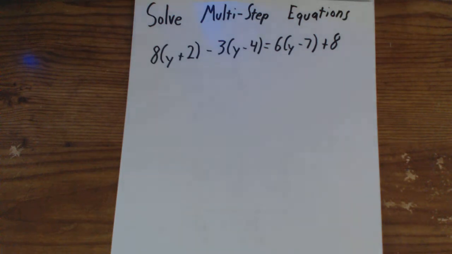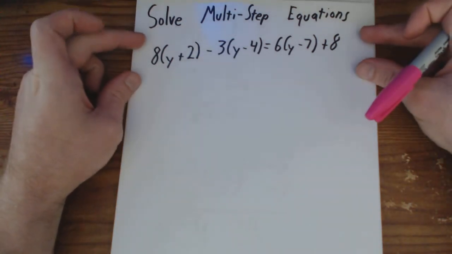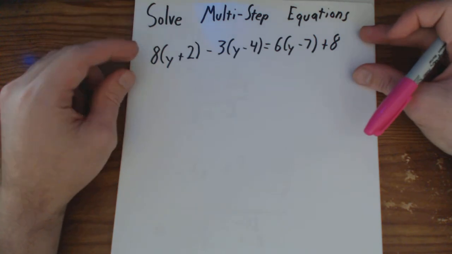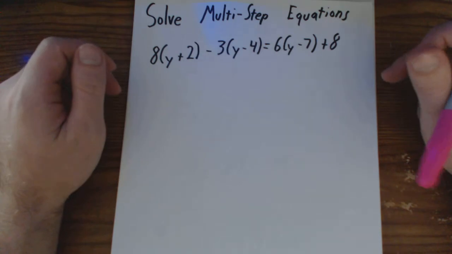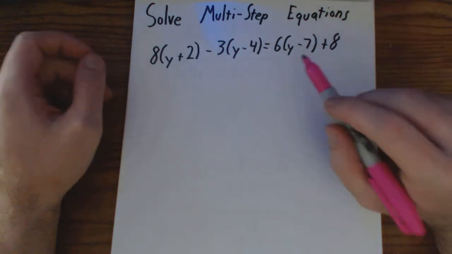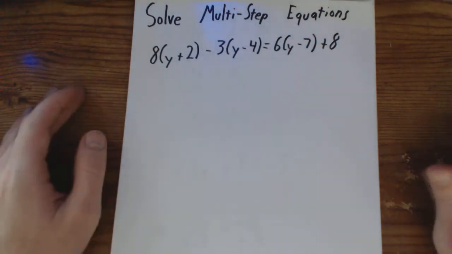Okay, so we have some multi-step equations to solve today. Now, taking a glance at this first example problem, there is a lot going on here. We have numbers, multiplication, variables, adding, subtraction. The good news is we only have one variable. We have y, so that's the only variable we're dealing with, so that's nice.